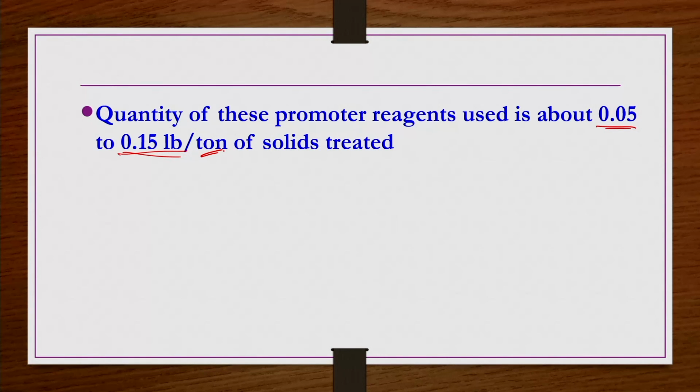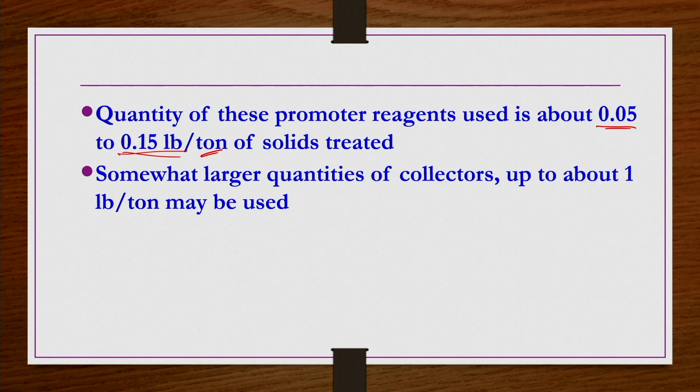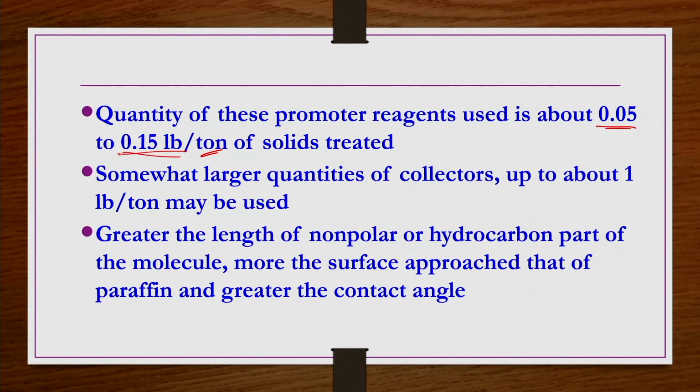Such small amounts one has to add in order to get the promoters forming a one molecular thick layer. Somewhat larger quantities of collectors up to about 1 lb per ton may also be used. If you want to have many layers of this foreign material forming, many molecules thicker, then you can add up to 1 lb per ton of this material. So, then you can treat them as collectors. The greater the length of the non-polar or hydrocarbon part of the molecule, the more the surface approaches that of paraffin and the greater the contact angle.